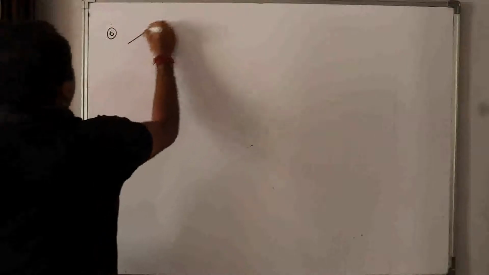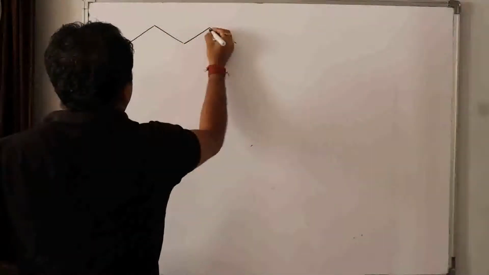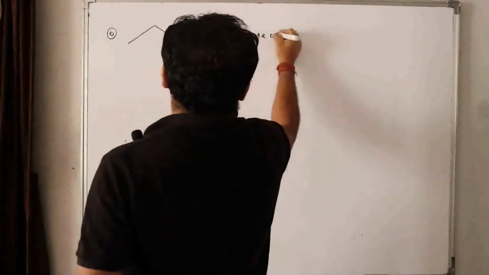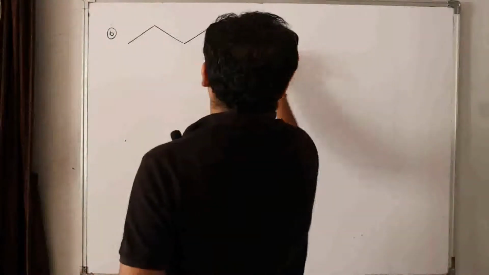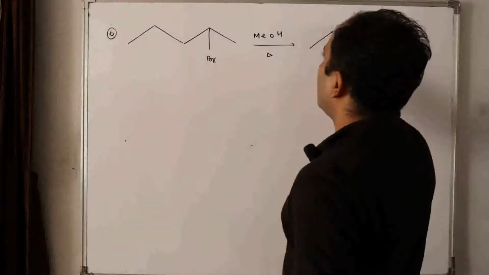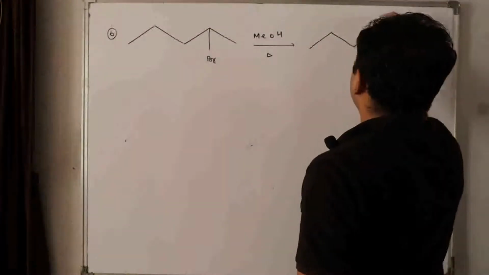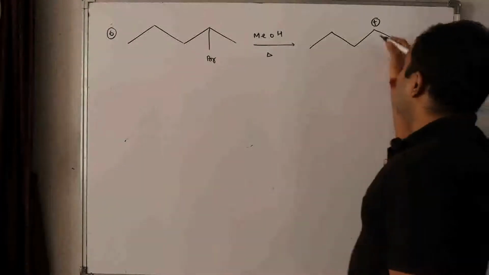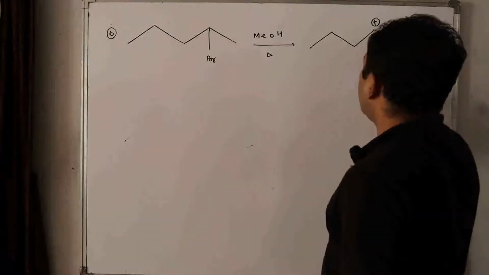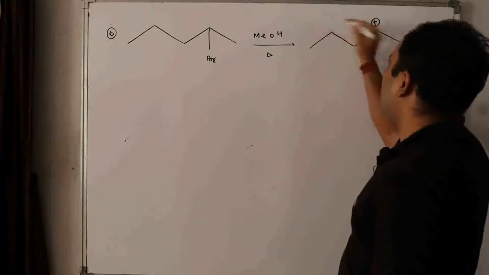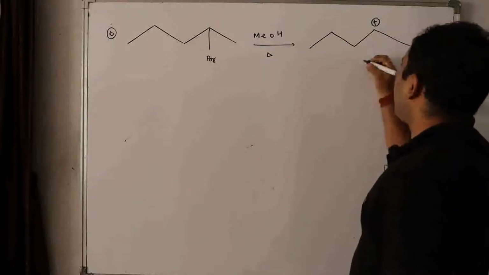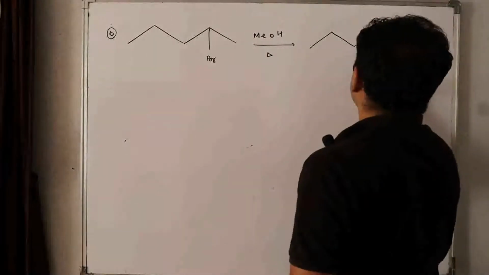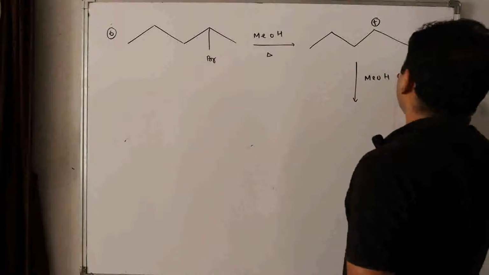Question number 6. Bromine, MeOH, heated. What can be formed? Is this the carbocation? Can I rearrange? No, it is already stable. If I bring it here, only 4 alpha hydrogens; here it is having 3, 4, 5 alpha hydrogens. Now to this, if I take MeOH through SN1, what will happen?